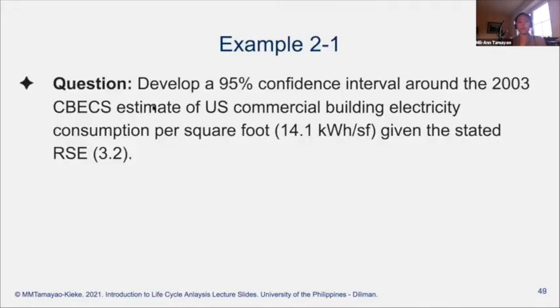You can see this from the book. Example 2-1 is just a simple example on how you can develop a 95% confidence interval given your mean, your RSE, and your confidence error. I will not discuss it, since it's a simple example. You can just go through that in your book.